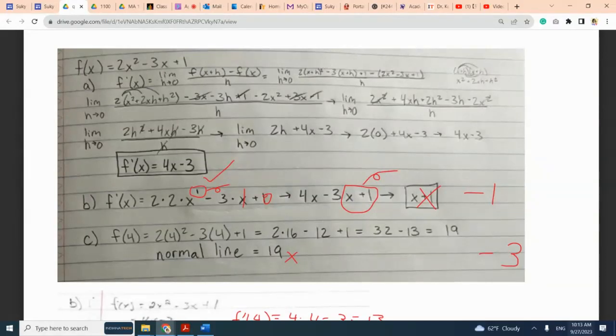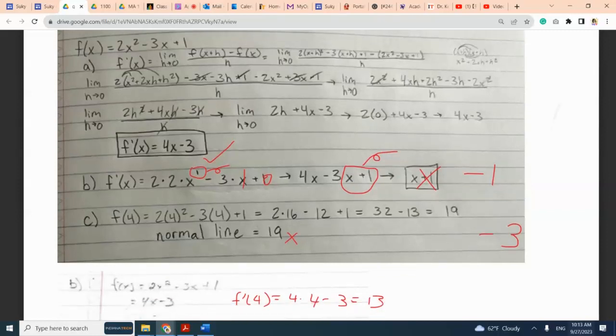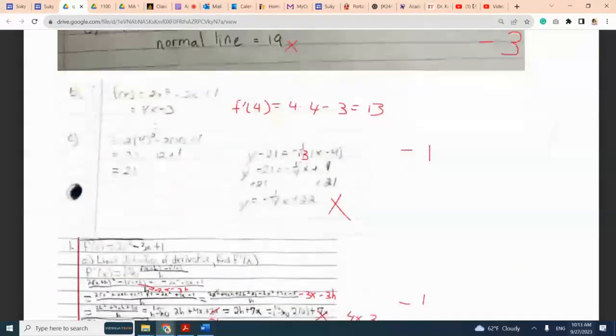And then, so f of 4, you will get 21. Okay, that's the y coordinate. Then you use the slope and the point to find the point slope form. Okay, you get a line. So not a number, a line. Okay, it has x and y in it, a line.